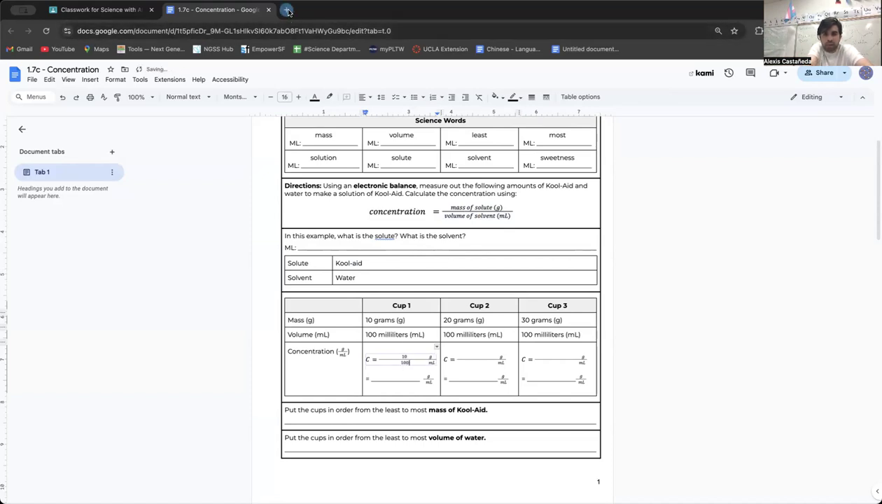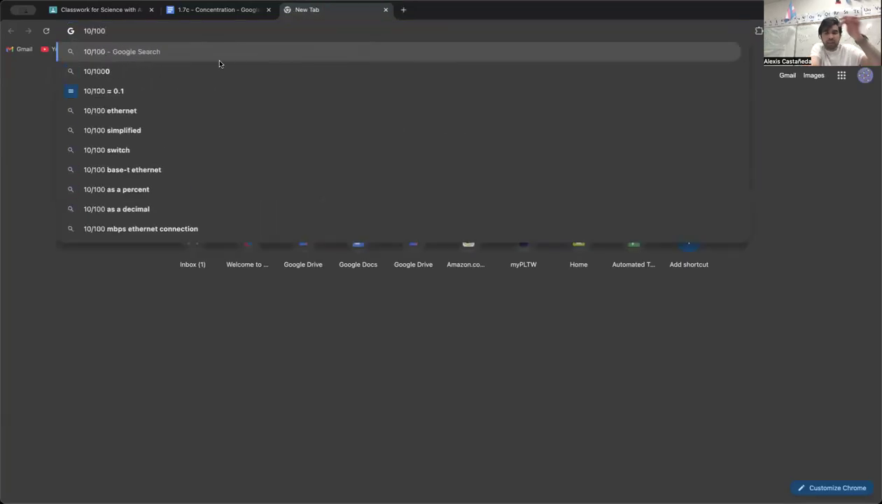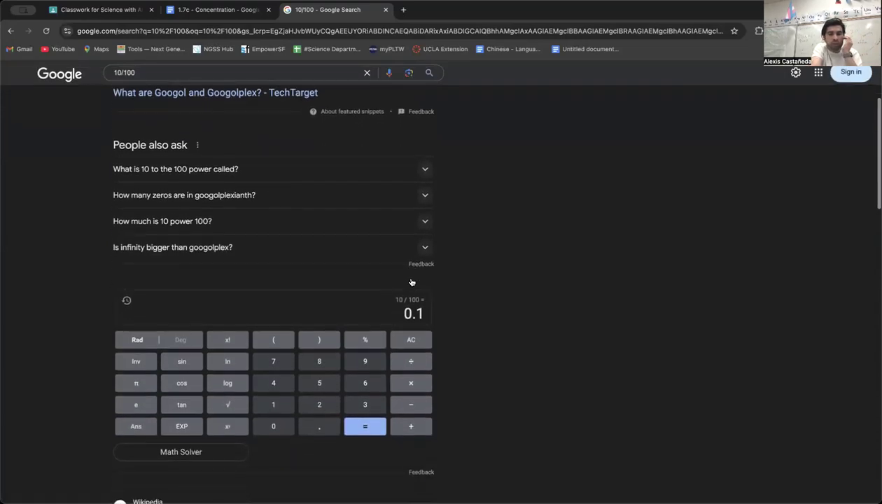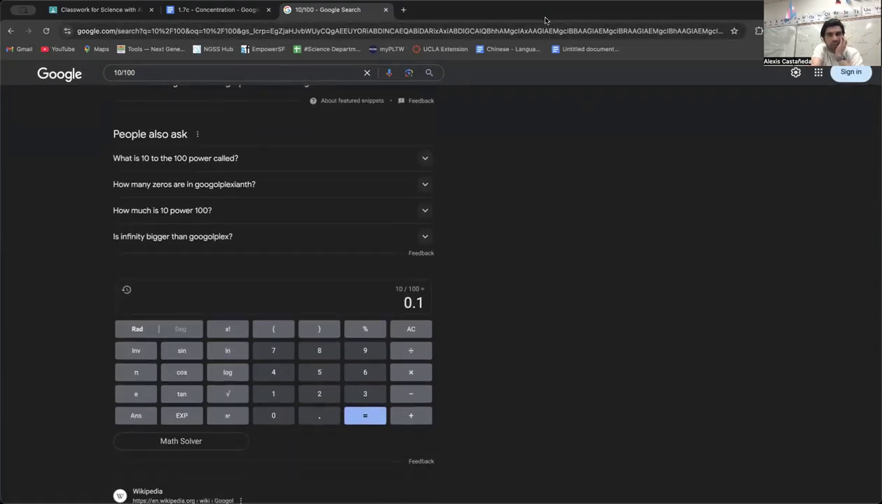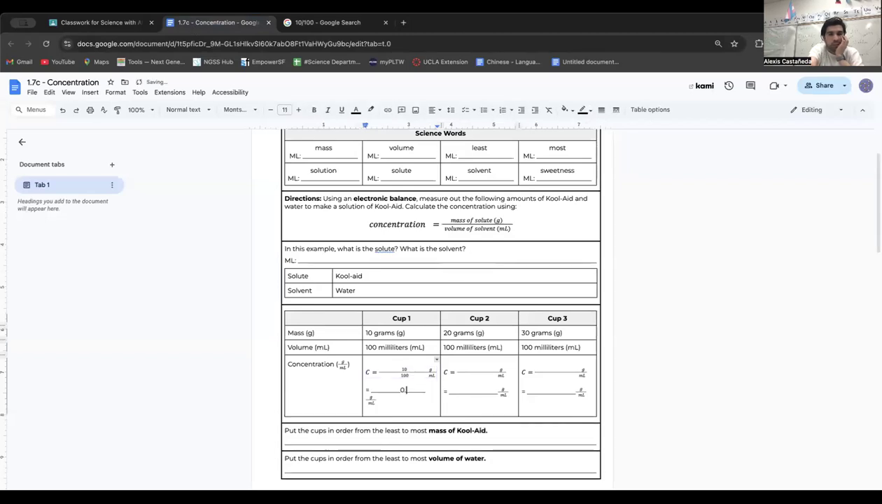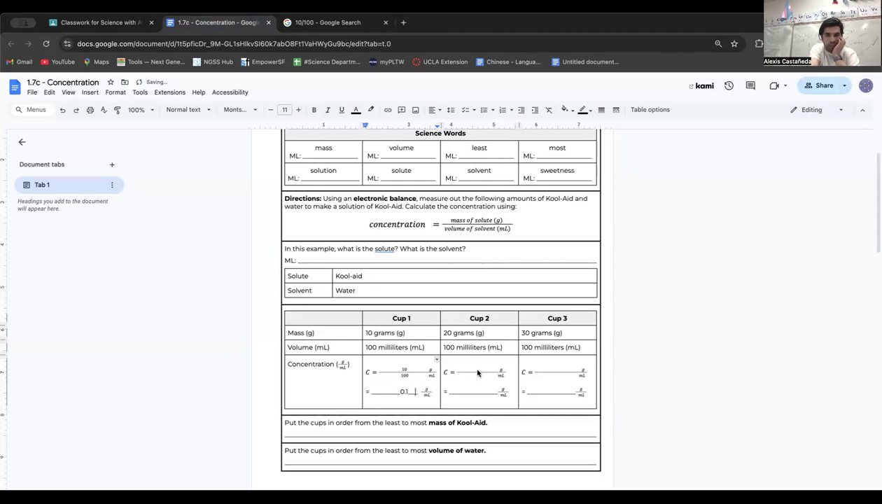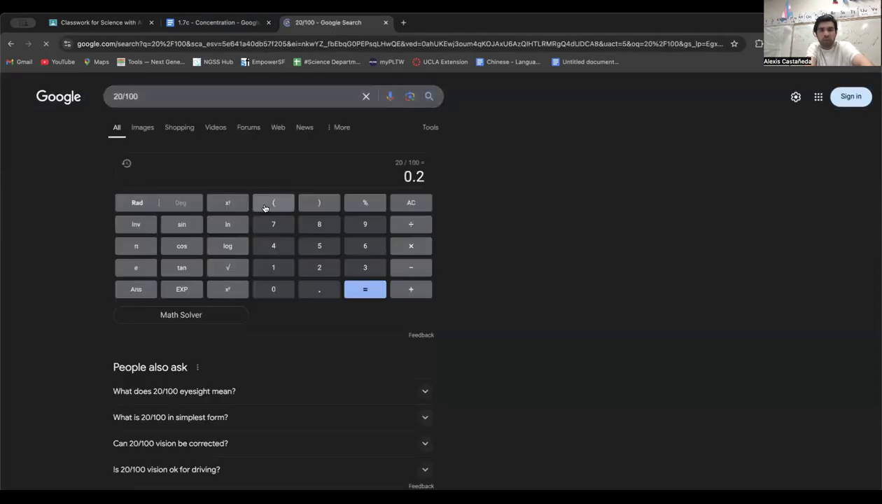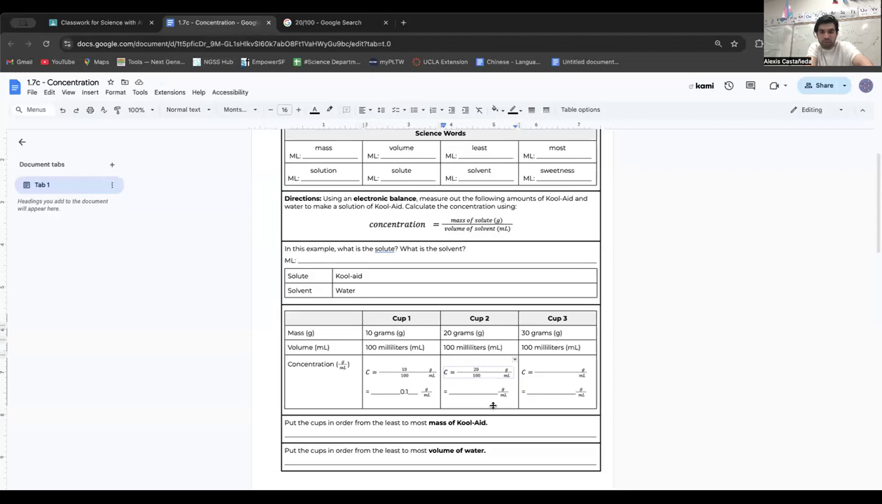Now, if we put this into a calculator, 10 divided by 100, we get 0.1. So 0.1 is our concentration, and the units are 0.1 grams per milliliter. So 0.1 grams per milliliter is the concentration of the first one. In the second one, we're going to have 20 grams divided by 100 milliliters. So 20 divided by 100, and if we calculate this, we get 0.2.